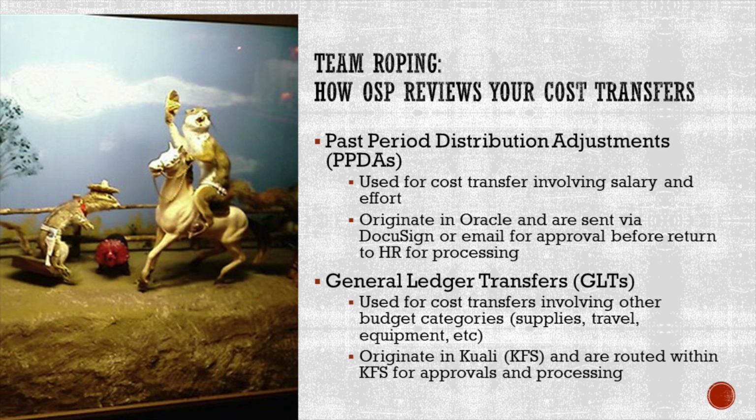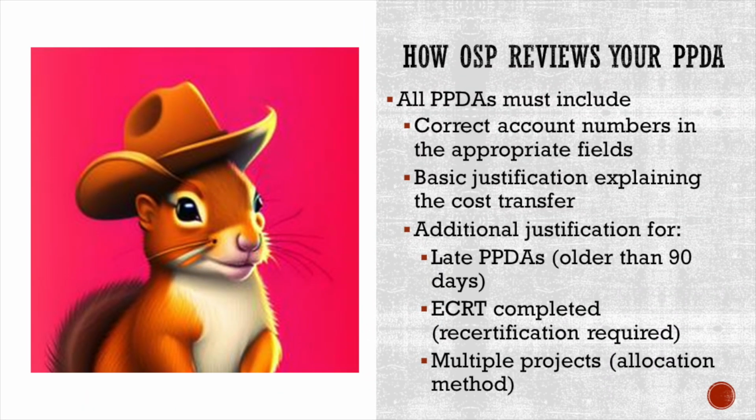We'll start with PPDAs, or Past Period Distribution Adjustments. PPDAs are received in OSP via a shared email inbox. Depending on where we are in the month and the fiscal year, the volume of PPDAs may be quite high. There are many things we review for, and each can result in the need for further research to determine what's going on, whether something's allowable, whether a transaction will post appropriately as written, and more. The goal is to process your PPDAs as quickly and painlessly as possible while still ensuring that we're compliant with all the rules we talked about earlier, and that we're covered in case of future audit.